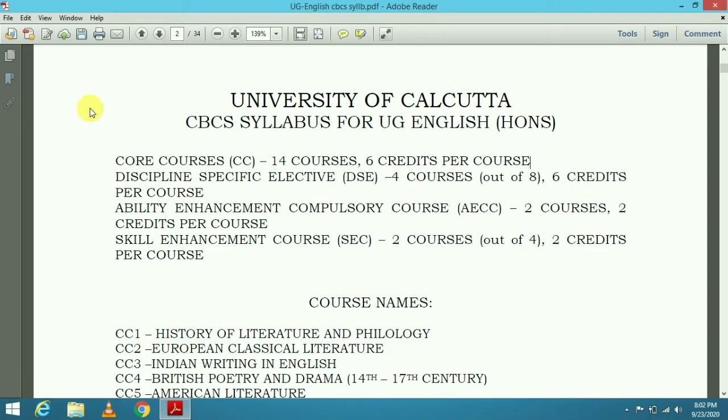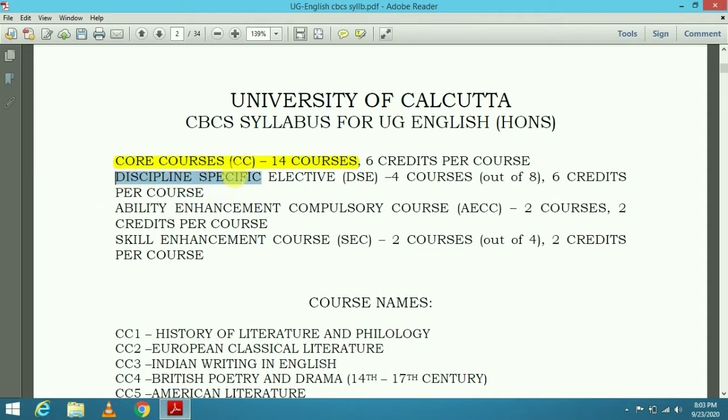So this is your entire syllabus of your 3 year course, but this is not the details of your syllabus. But let me tell you what you have in your 3 year course. In your 3 year English Honours Syllabus, you have core courses, which means CC, and there you will have 14 courses. Remember this. You don't need to think about 6 credits per course. It is nothing important. Only you need to focus on your CC course. It is really important because this is the main course.